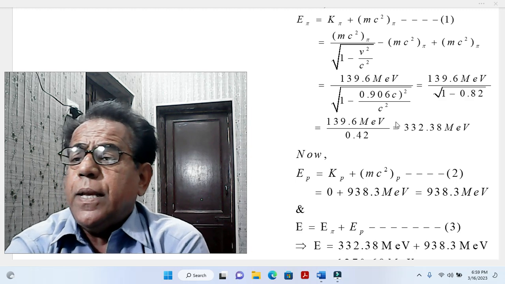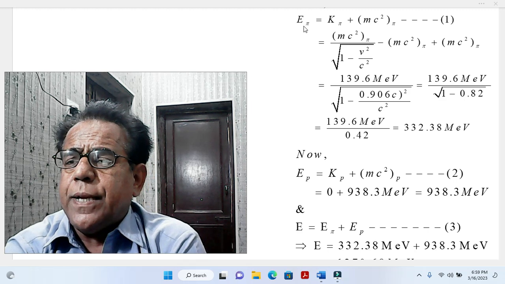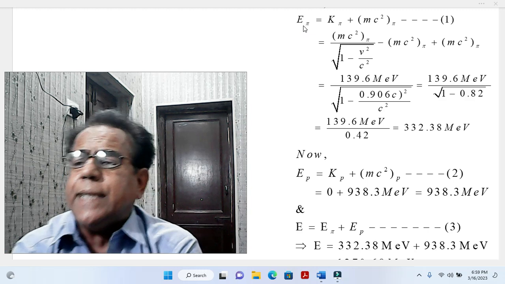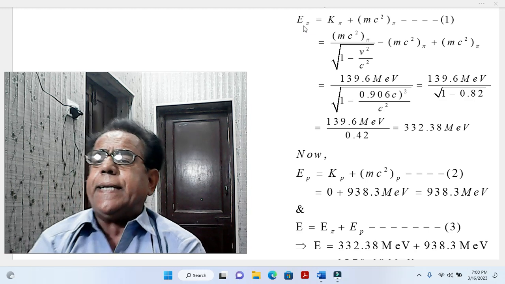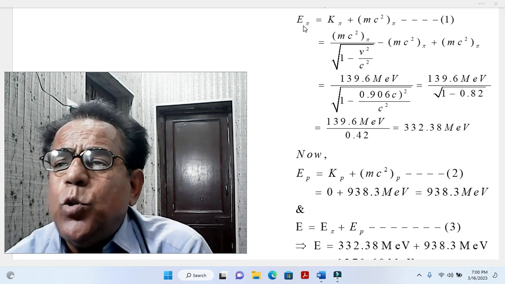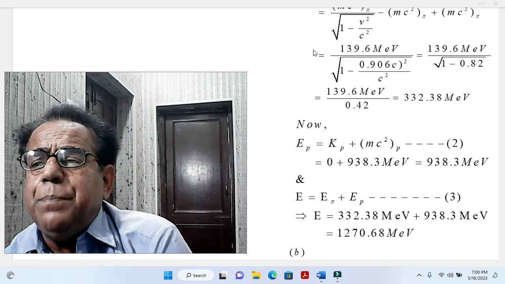And hence the relativistic energy of the Pi-Meson becomes equal to 332.38 million electron volt. Okay, this is the value of E pi, that is the energy of the Pi-Meson.